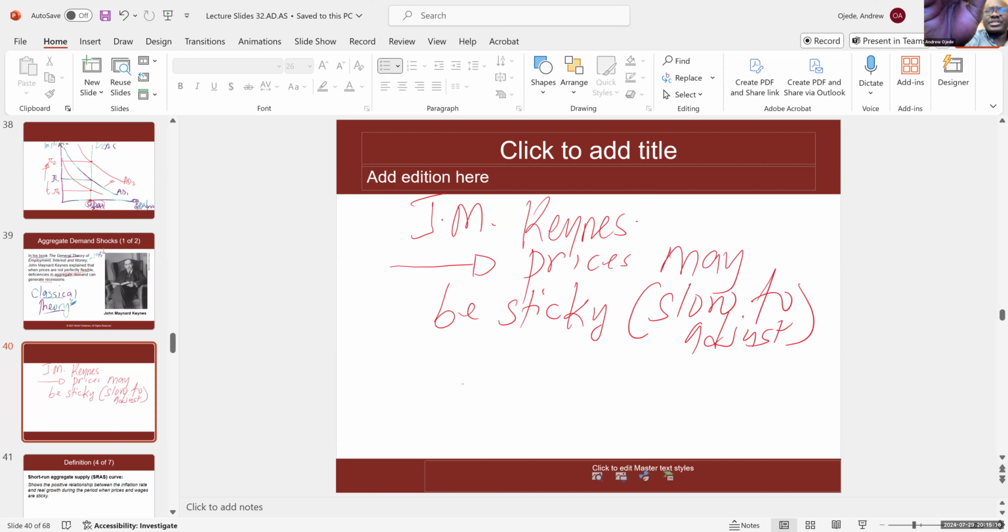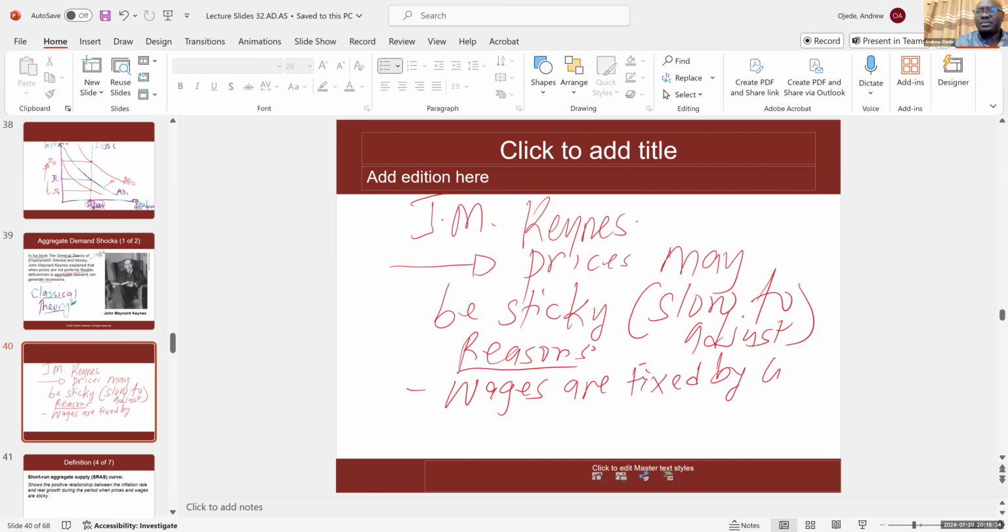One reason being, if you're thinking about labor price, the price of labor is wages. He argues that wages are sometimes fixed by contract. Employers and employees reach a labor contract. So when you sign a labor contract, your wages may not change for a while, preventing wages from adjusting. So wages may be sticky.